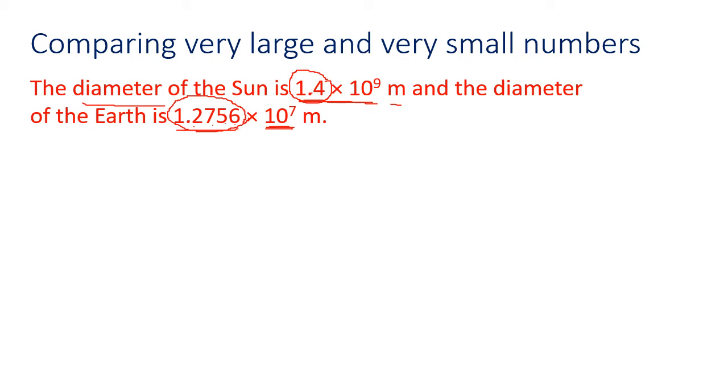Now you have to compare the diameter of the sun and the diameter of the earth. So this is not comparing the size. We are comparing the diameter here. Let us say this is our earth and this is the diameter of the earth. How much bigger is the diameter of the sun compared to the diameter of the earth? So to compare them, we'll write diameter of the sun compared to diameter of the earth.